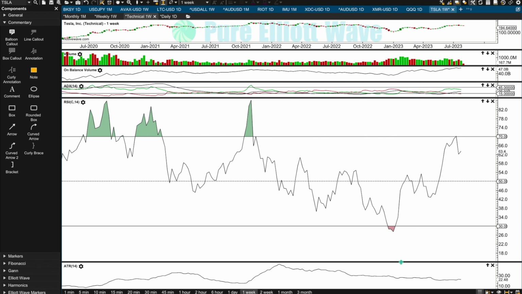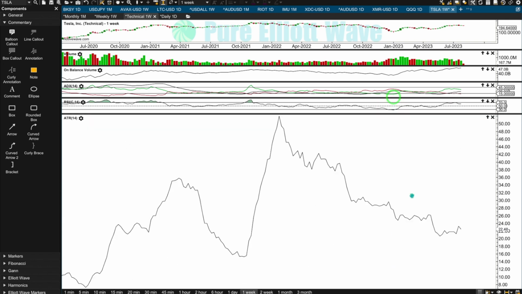So that fits with the view, possibly from my Elliott wave analysis, of a relatively shallow pullback or consolidation for a second wave. And ATR is declining as price moves higher. There's only a little bit of a concern there. That's the weekly time frame.